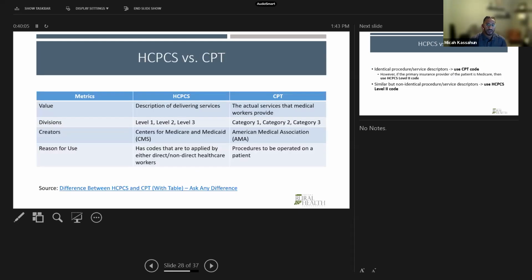So here, there's a nice comparison between HCPCS and CPT codes. Here we have a description of the value divisions, the creators, and the reasons for use. This is a really nice way to consolidate all the information I've been talking about, so this is a good graphic to hold on to. Again, HCPCS's point is description of the delivering services, and the CPT code is the actual services that medical workers provide. Again, they're very, very similar. You could probably just shuffle some wording around, but they'll always be somewhat similar.